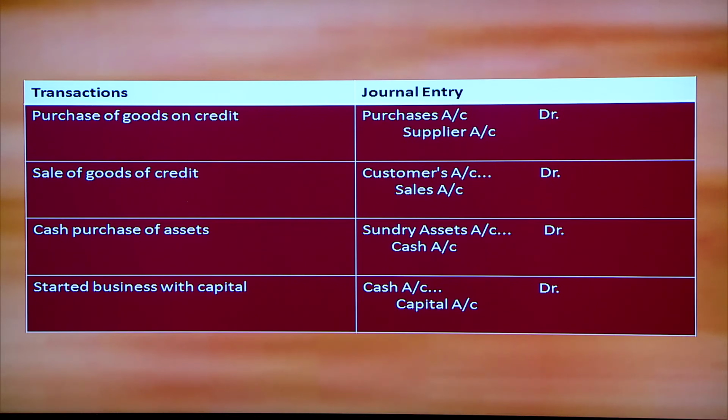Purchase of asset. Asset is increasing, so asset account and cash account are the affected accounts. Asset account is debited. Cash is decreasing as an asset. When asset decreases, it is credited. So, cash account is credited. Started business with capital. Cash account is increasing as an asset. Cash is increasing, so it is debited. Capital, when increases, it is credited. So, cash account debit to capital account.